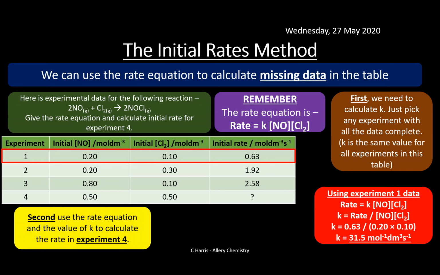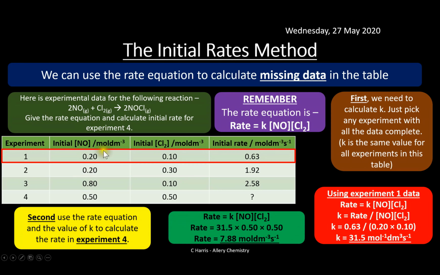So now we're going to use the rate equation and our calculated value of k to work out the rate in experiment 4. Okay, so put all the numbers in. So rate equals k [NO] [Cl2]. So the rate equals k, which is 31.5. We've just worked that out. That's why it's useful to work this out first, because we can just put all the numbers in. The concentration of NO in this experiment here is 0.5, and it's the same with chlorine as well. So put all the numbers in, and our rate is 7.88 moles per decimetre cubed per second. Okay, so that is the figure that goes in there.